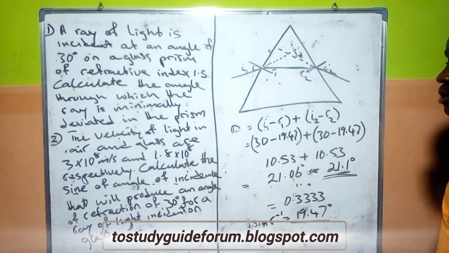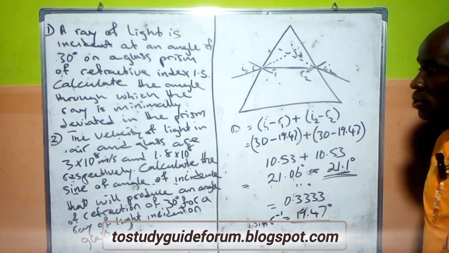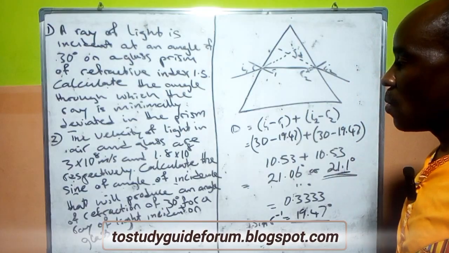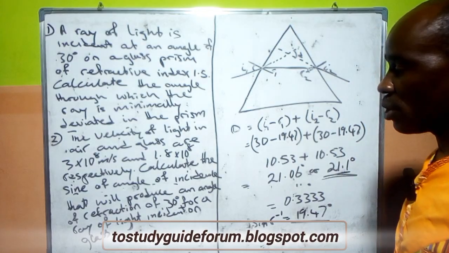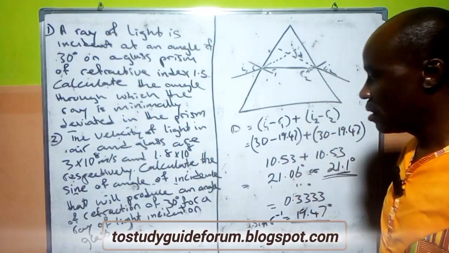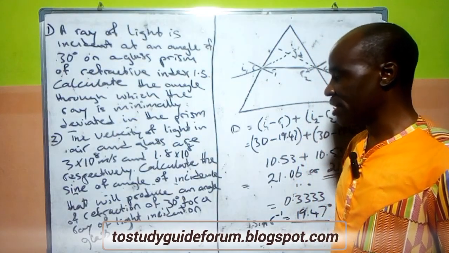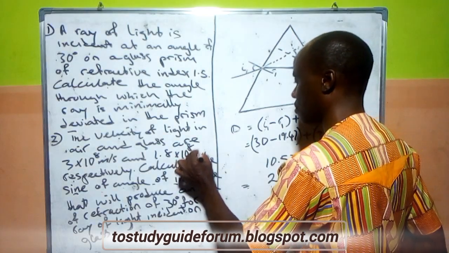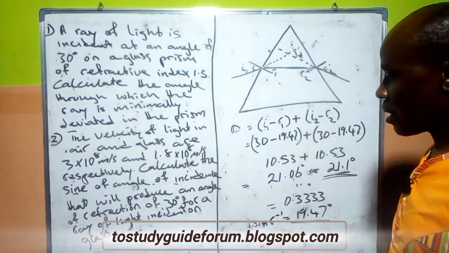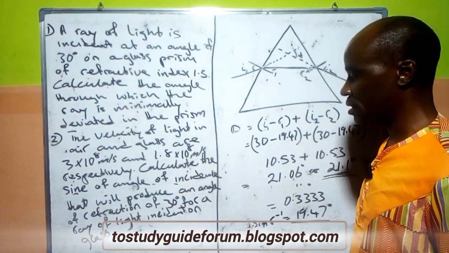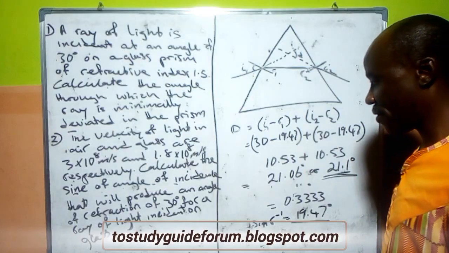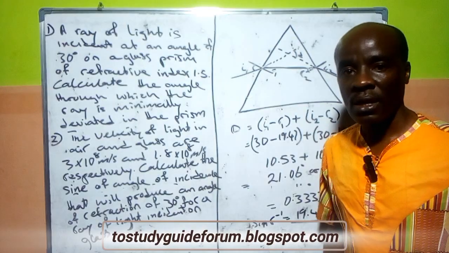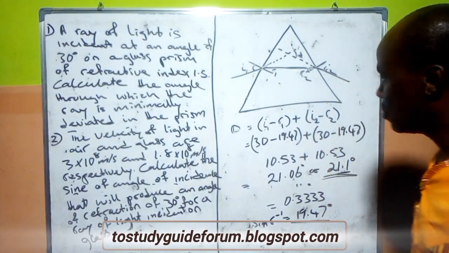Now we're going to the next one, which says the velocity of light in air and in glass are 3 times 10 raised to the power 8 meters per second and 1.8 times 10 raised to the power 8 meters per second respectively. Calculate the sine of the angle of incidence that will produce an angle of refraction of 30 degrees for a ray of light incident on glass. So this is what we're going to be doing.